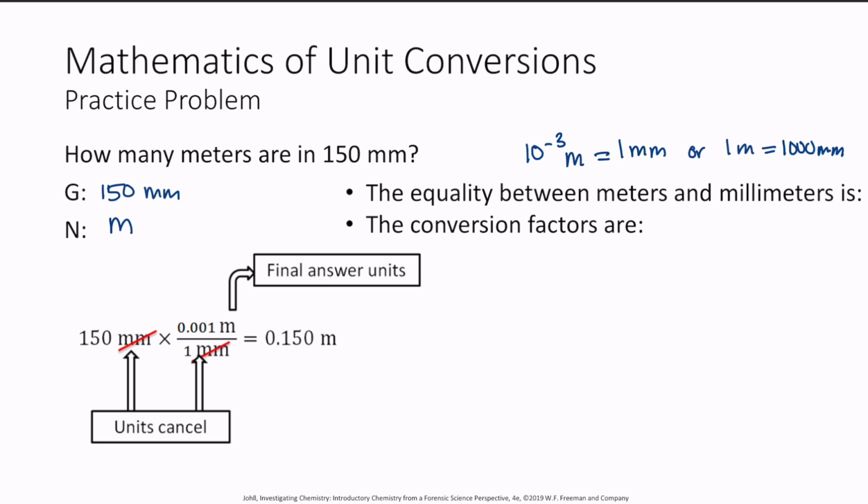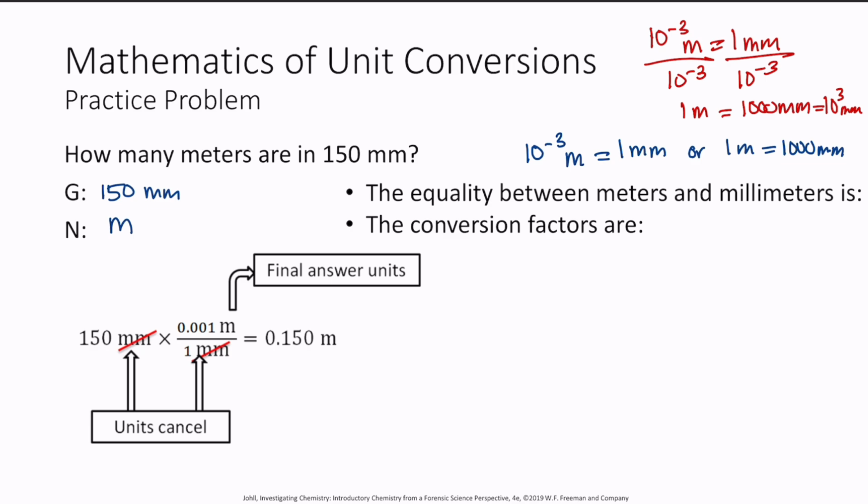So just as a reminder, if 10 to the negative 3 meters is equal to 1 millimeter, if I want to isolate meters, I can divide both sides by 10 to the negative 3, and I get 1 meter is equal to 1,000 millimeters, which is also equal to 10 to the third millimeters. All right, so that is the equality that I can use because it relates my given and my need.